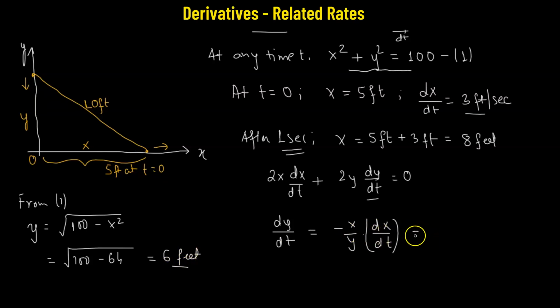So let's substitute all these values into our equation. So x is negative 8. We have y, which is 6, multiplied by dx over dt. So this is given as 3. So this will give us, 8 times 3 is 24. 24 divided by 6 is 4. So this is negative 4 feet per second. So that means the top of the ladder is slipping downwards at 4 feet per second. The negative sign indicates that this is slipping downwards. Let's move on to the next problem.